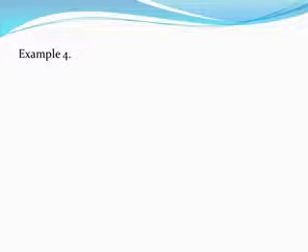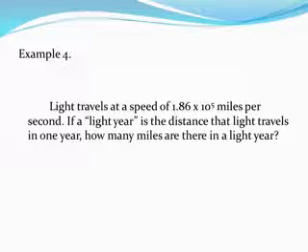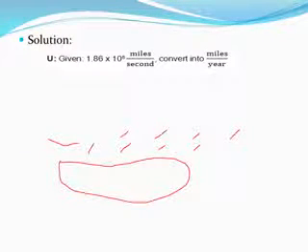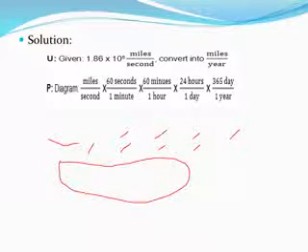Light travels at a speed of 1.86 times 10 to the power of 5 miles per second. If a light year is the distance that light travels in 1 year, then how many miles are there in a light year? Here's our solution. The first step, given 1.86 times 10 to the power of 5 miles per second. We will convert it into miles per year. We have here our conversion process, miles over second times 60 seconds over 1 minute times 60 minutes over 1 hour times 24 hours over 1 day times 365 days over 1 year.